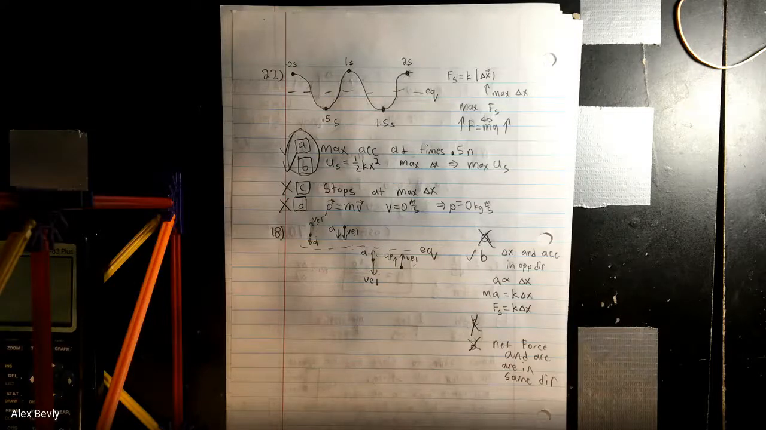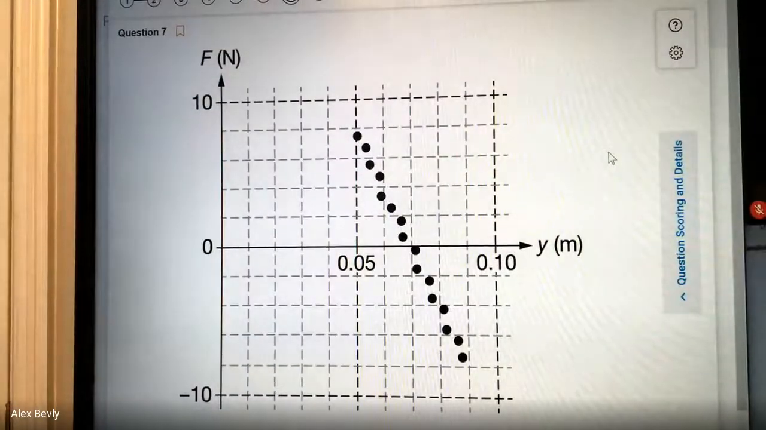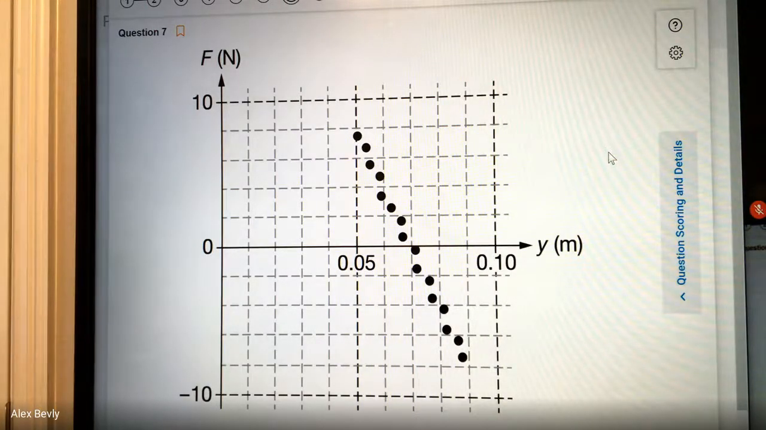Any other questions? Number 7. All right. So we have a graph here. Again, the first thing we should probably look at, we have a force versus position graph. They put y there, so it's probably force versus a vertical position.